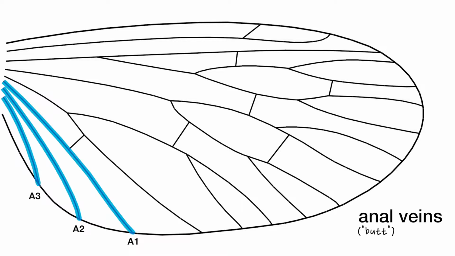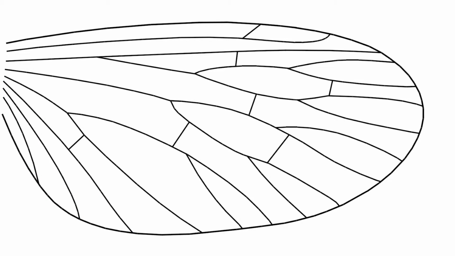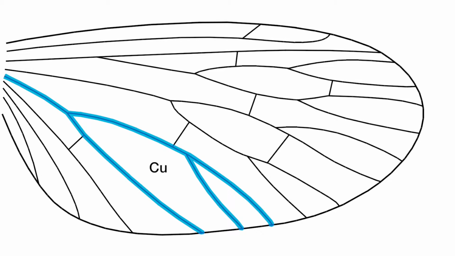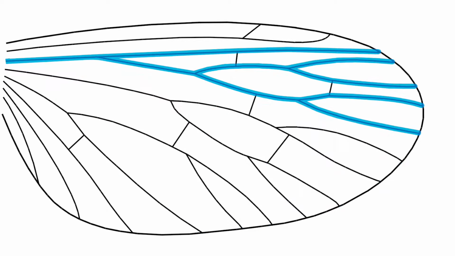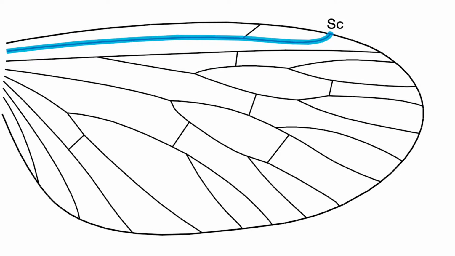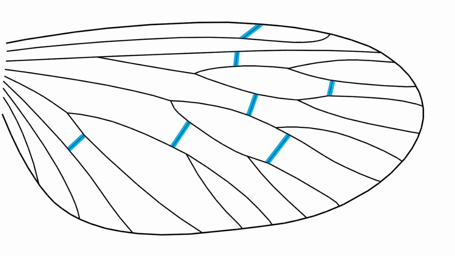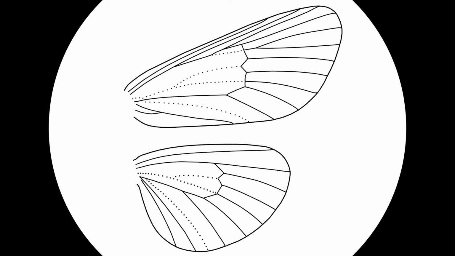These ones never branch, and you can use that to your advantage, because if you count up from the bottom, you know that the first big branching vein is the cubitus. Then comes the media, then finally the radius, which often gets squeezed alongside the subcosta. Finally, these things are called cross veins, because they cross veins. Now, this is the wing of a generic insect. Here are the wings of a generic butterfly.